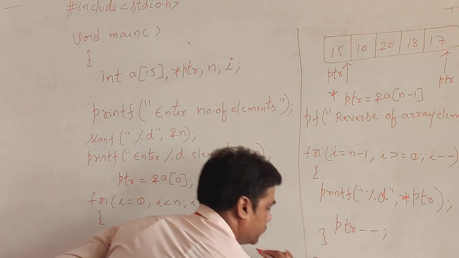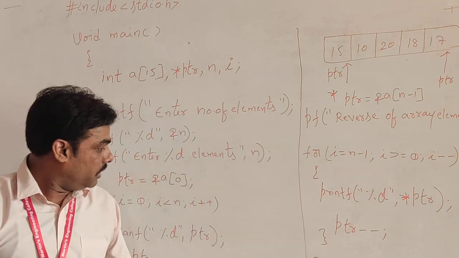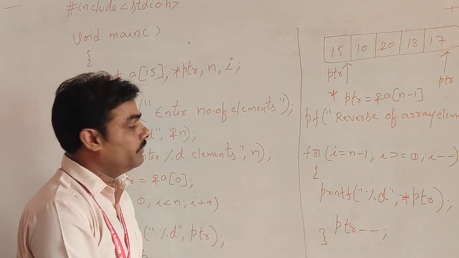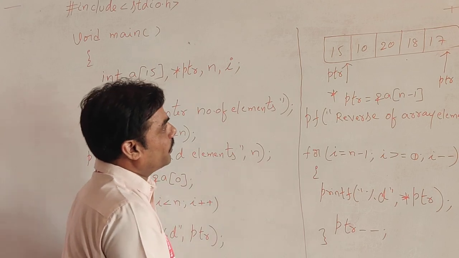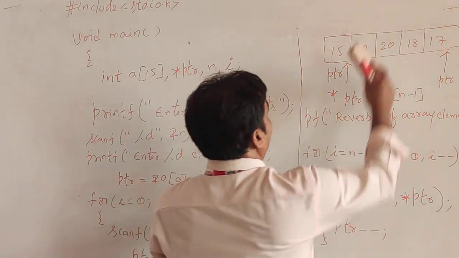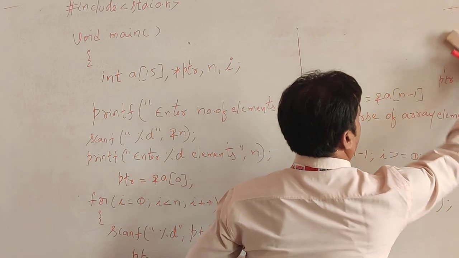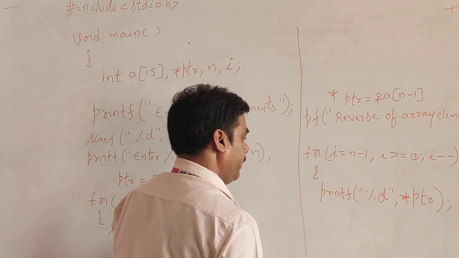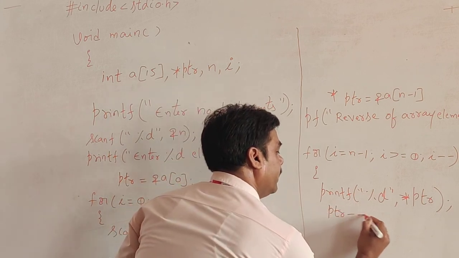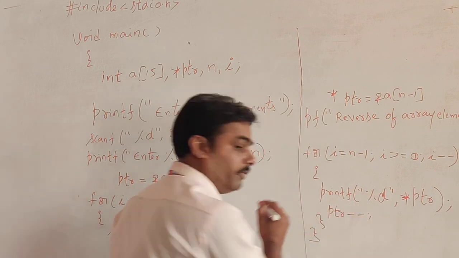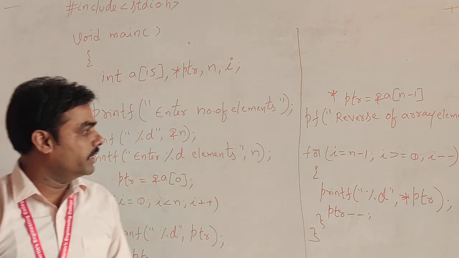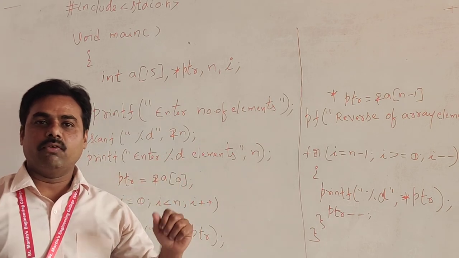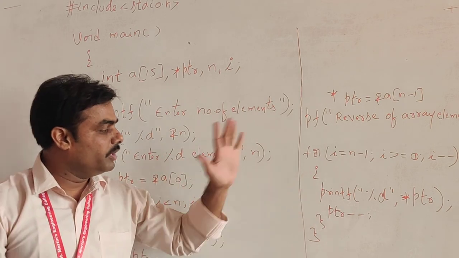Finally, closing of the main function. So that's how it is. This is the entire program to display the array elements in the reverse order with the help of the pointer concepts.